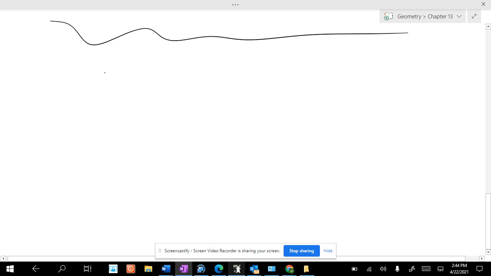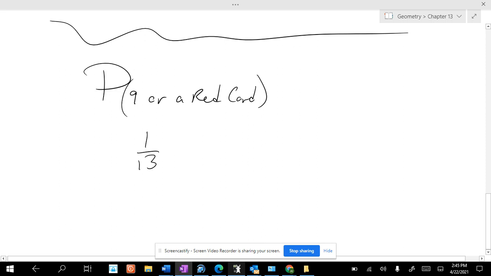So a mutually exclusive event is the probability of drawing a 9 or a red card. This might be one that you see a little later. The probability of drawing a 9 or a red. What's the probability of drawing a 9? 1 out of 13, because there's 4 out of the 52. I'm going to write them out of 52 for right now, so you maybe can see this a little bit better. You've got a 4 out of 52 chance of drawing a 9.